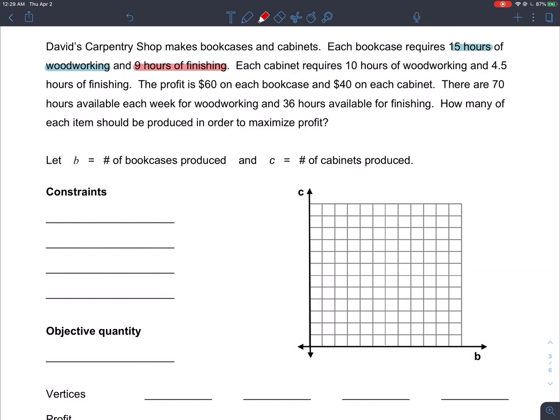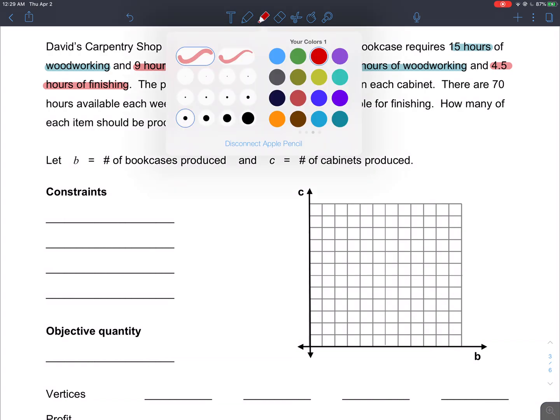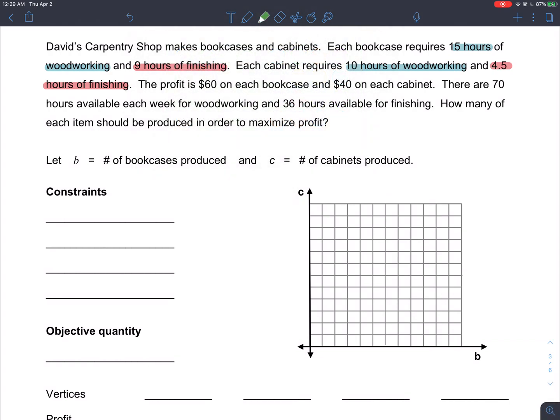All right. Each cabinet requires 10 hours of woodworking and 4.5 hours of finishing. The profit for each is $60 on a bookcase and $40 on a cabinet. That sentence right there gave me my objective function here.